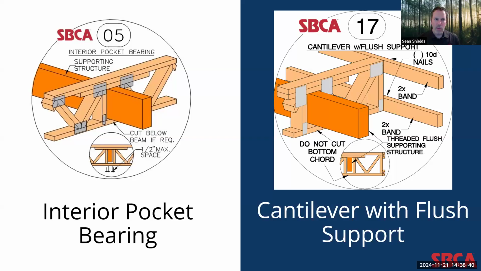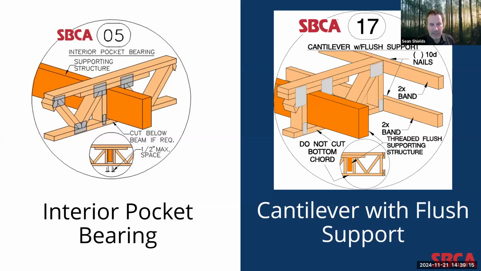I also want to point out one other important difference in detail 17 versus detail 5, which we talked about earlier. This is because of the compression forces in the bottom chord due to the cantilever. We talked about in detail 5, with that continuous top chord, the truss extends to another bearing point, and that will minimize or limit the compression forces under the bearing location in the bottom chord. And that allows that bottom chord to be removed.